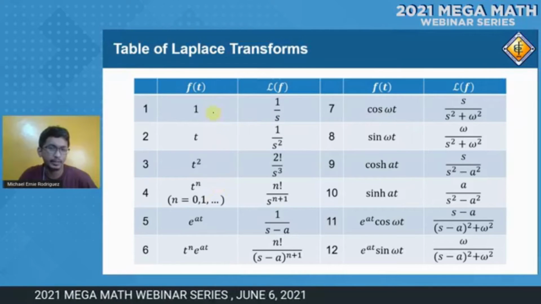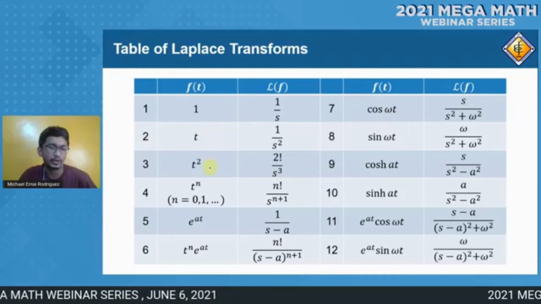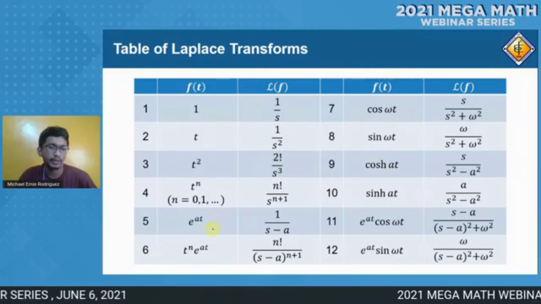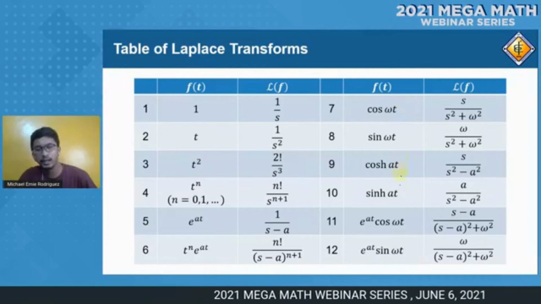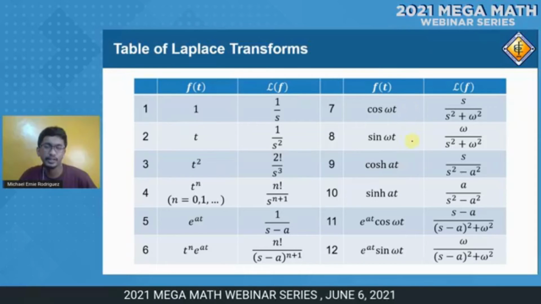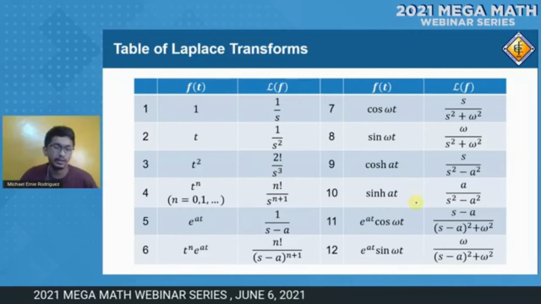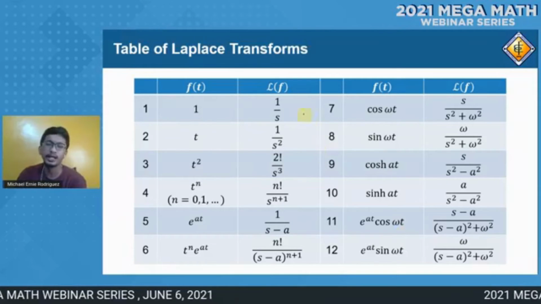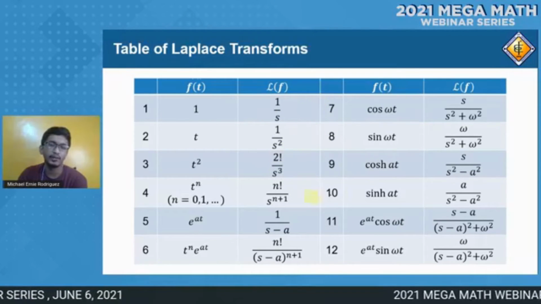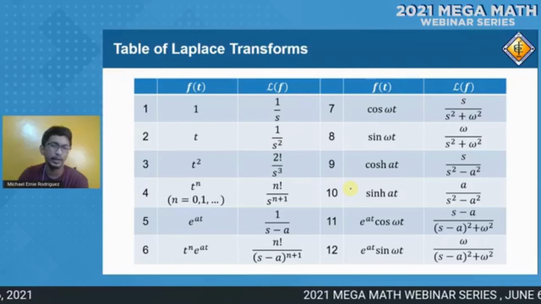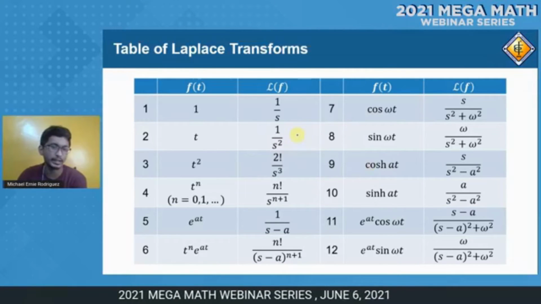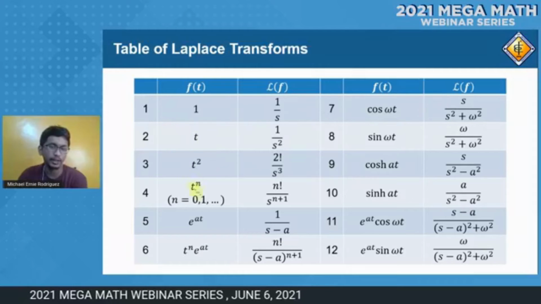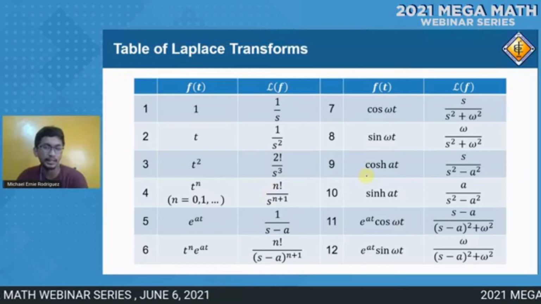We have basic formulas. We have for 1, t squared, t raised to n, e raised to at. And then for the trigonometric functions, for cosine and sine, and then for cosh and sinh. Okay? So these are our table of Laplace transform. So ang ginawa ko dito sa board exam, since memorize ko to, ito yung aking ginamit. Sa board exam naman, yung mga simple lang naman na functions yung lumalabas kadalasan.